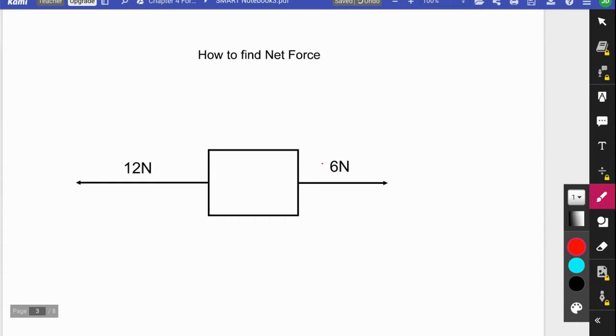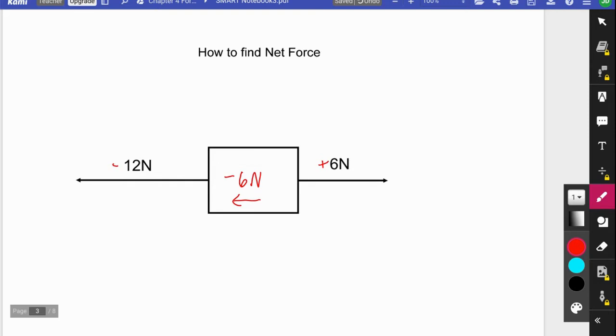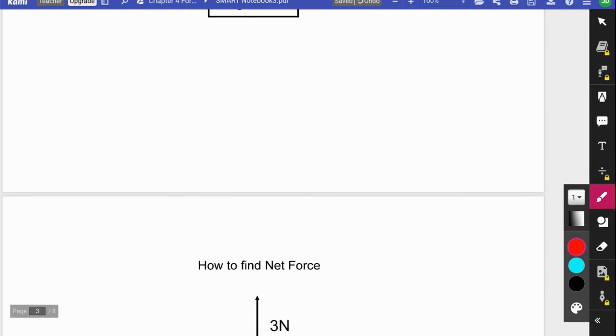Now, obviously, that's an easy problem. So is this one, but this one does not end up with a 0 net force. Again, we have 6 newtons to the right. We normally say that's positive. We have 12 newtons to the left. We normally denote that as negative. And so our net force would be negative 6 newtons. Or we could say 6 newtons to the left. That would also be an acceptable answer. So again, that is finding net force.